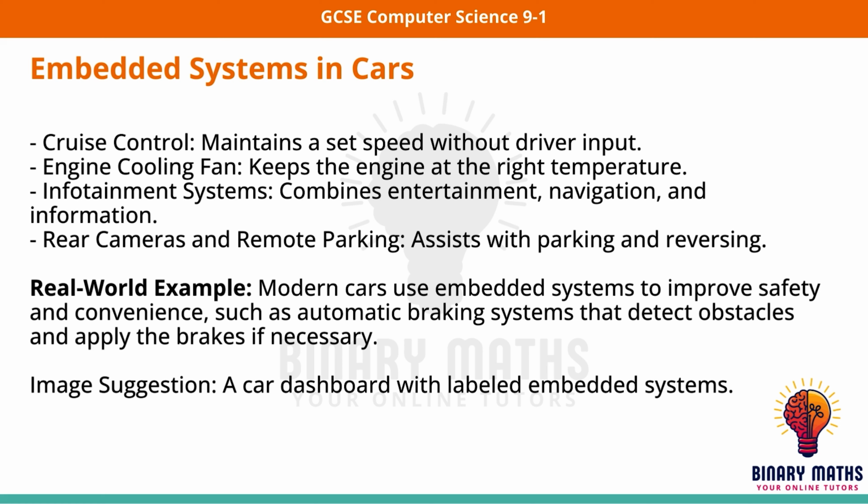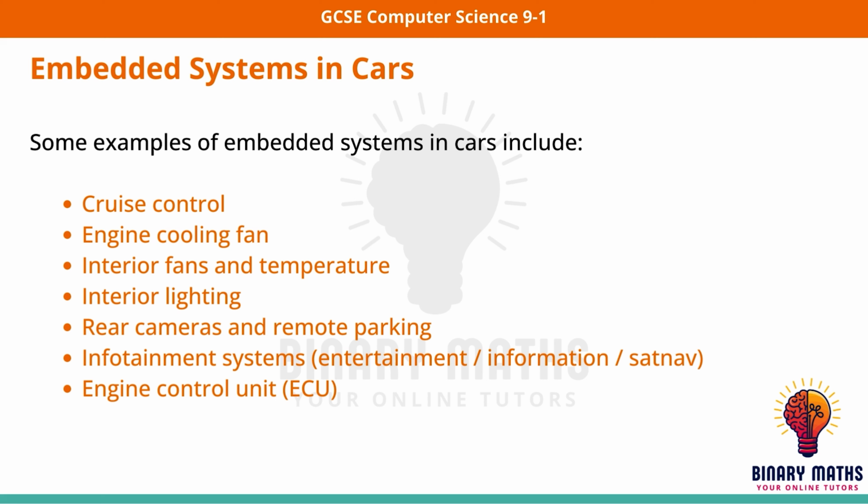For example, automatic braking systems are embedded systems used to detect obstacles and apply the brakes if necessary. Here are some additional examples of embedded systems in cars.